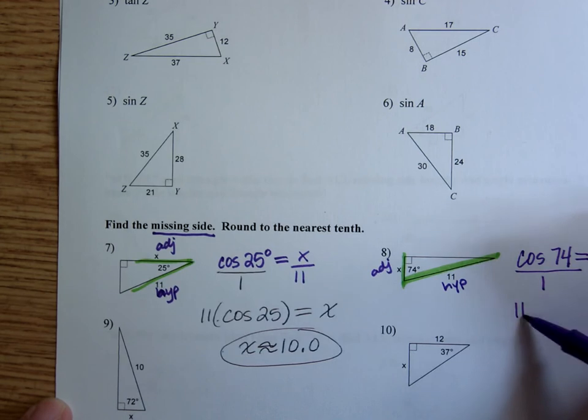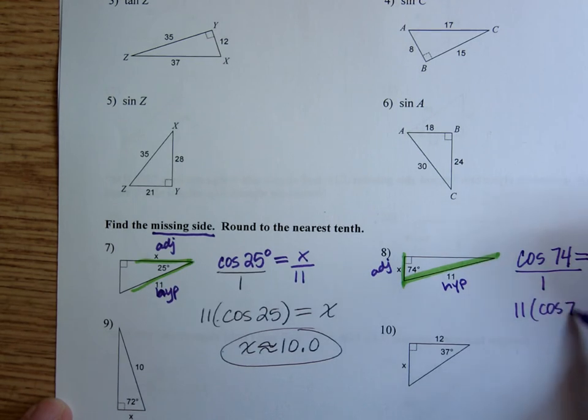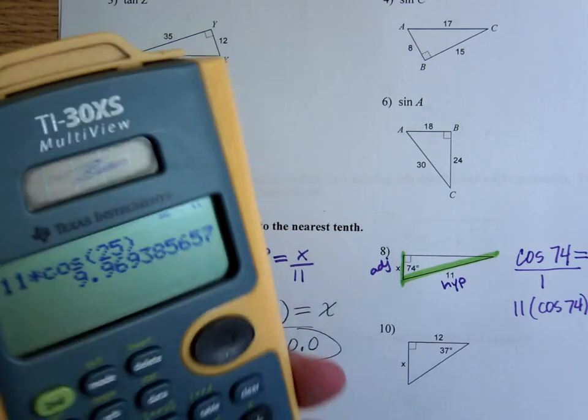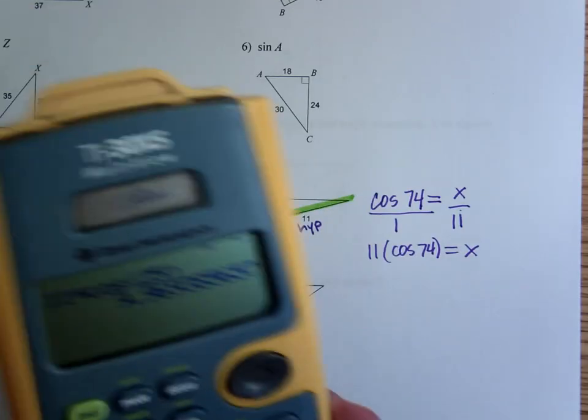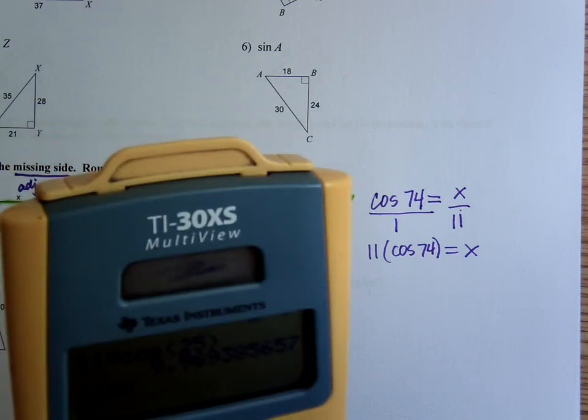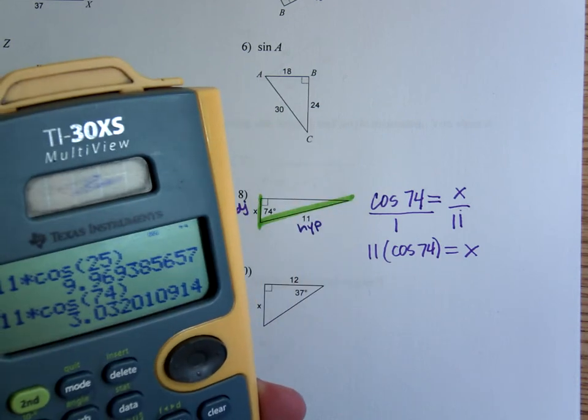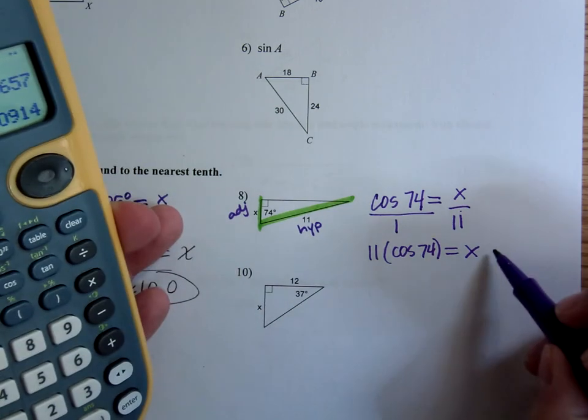Cross multiply: 11 times cosine 74 equals x. X is by itself, so I'm ready to put it in my calculator. So 11 times cosine 74. I get 3.03. To the nearest tenth, that's 3.0.